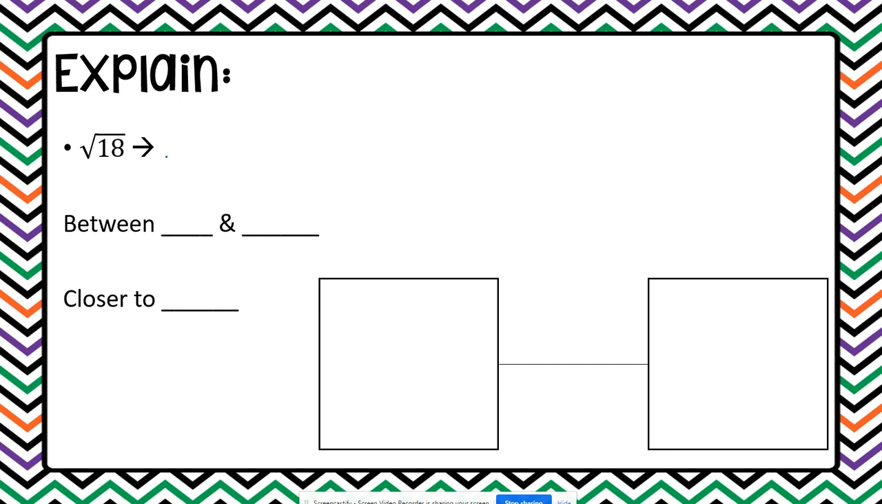If we think about the square root of 18 on a number line, the square root of 18 would be between two perfect squares. Well, we know that the square root of 16 is 4. And we know that the square root of 25 is 5. That means that the square root of 18, because 18 is between 16 and 25, would be somewhere between 4 and 5 on the number line.